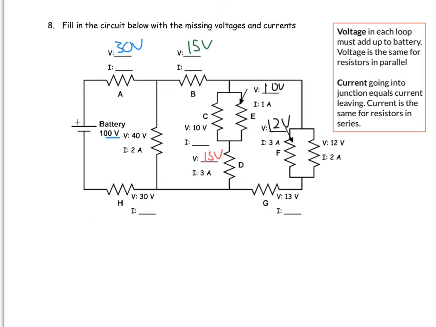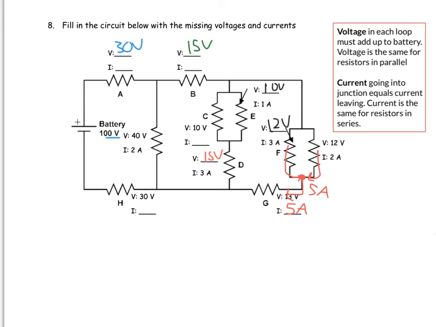Alright, for the second part, we're going to think about our current rules, and I'm actually going to start over on this far right side here because I know the currents through both of these resistors. I'm going to be thinking about current flowing clockwise around the circuit, although you can do it the other way for sure. So the first thing I'm going to look at is this junction and think about this 3 amps and this 2 amps coming together at that junction, and so that's going to form a current of 5 amps. Which means we'll have 5 amps going through resistor G there.